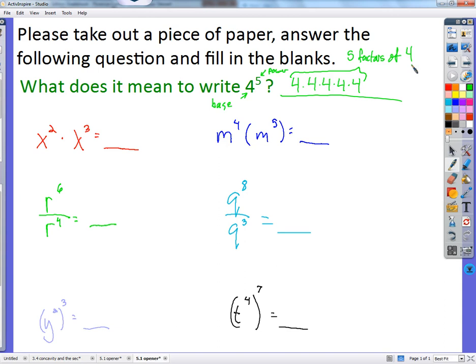Let's come over here. X squared times x to the third. From your experience, from your memory, maybe a vague, distant memory, maybe a fresh, vivid memory, when you multiply x squared times x to the third, you should be able to combine them together. What is the new thing? X to the fifth power.